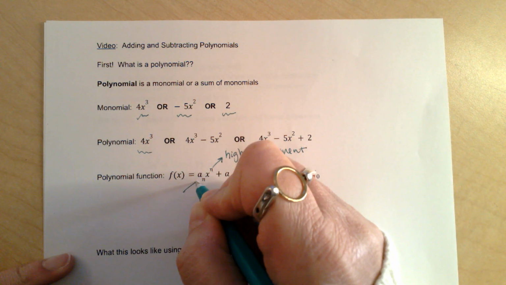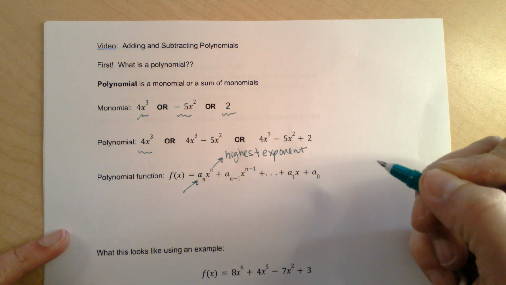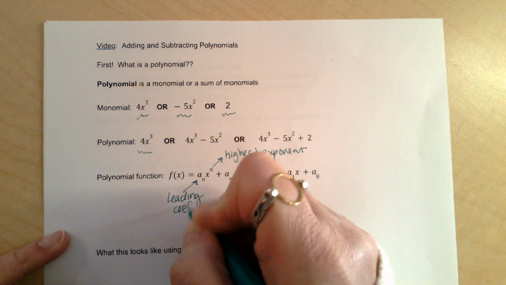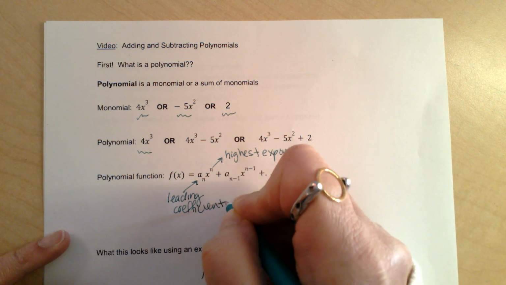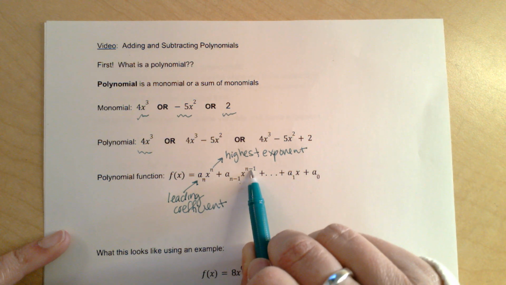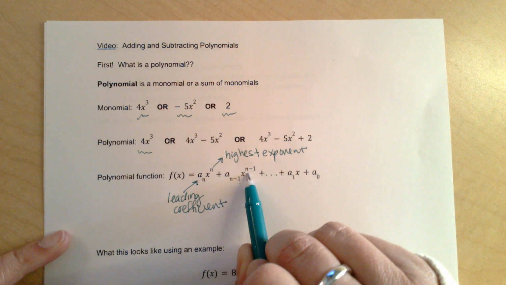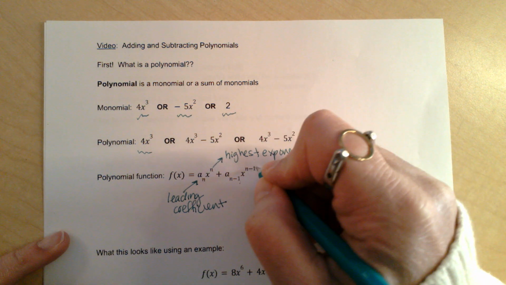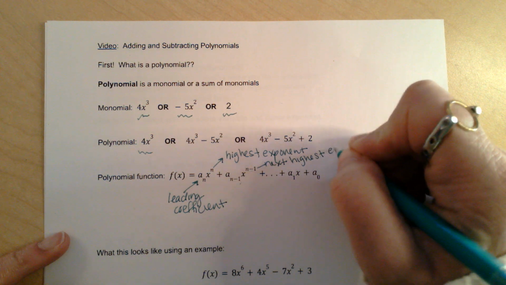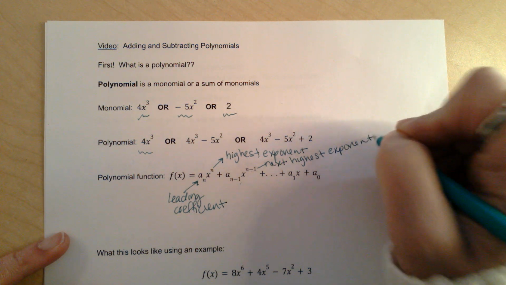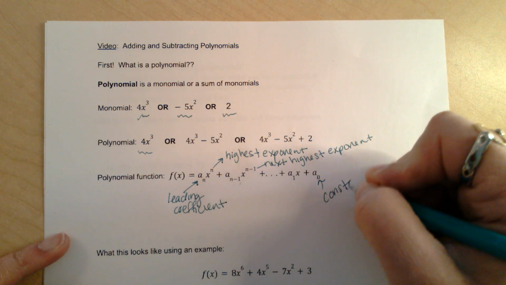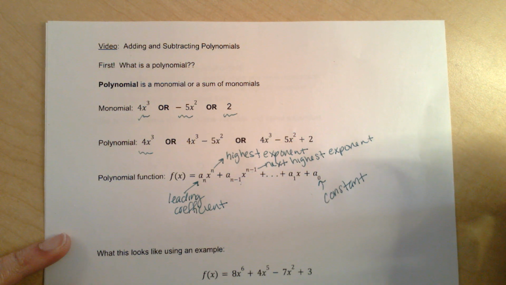And this is going to be a number, which is going to be our leading coefficient. Then this will be the next highest exponent. So if it's 4, then this would be 4 minus 1, which is 3. So this is the next highest, all the way down the line until we get to a constant, meaning we don't have an x.